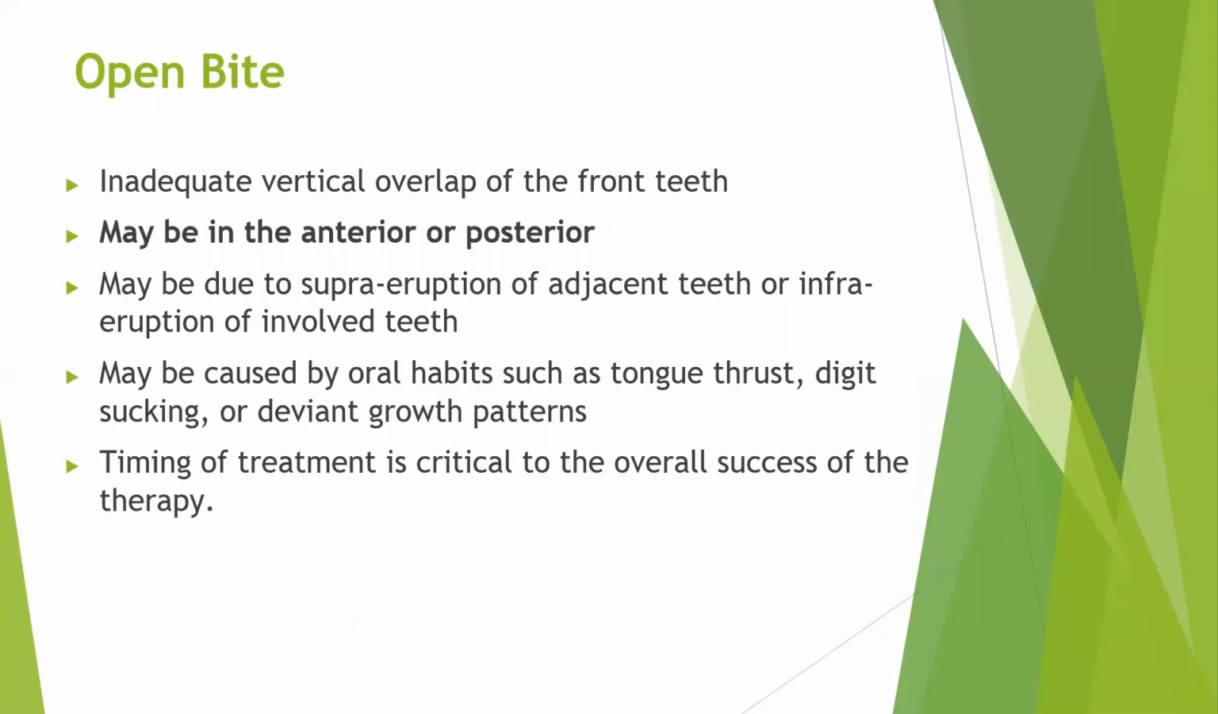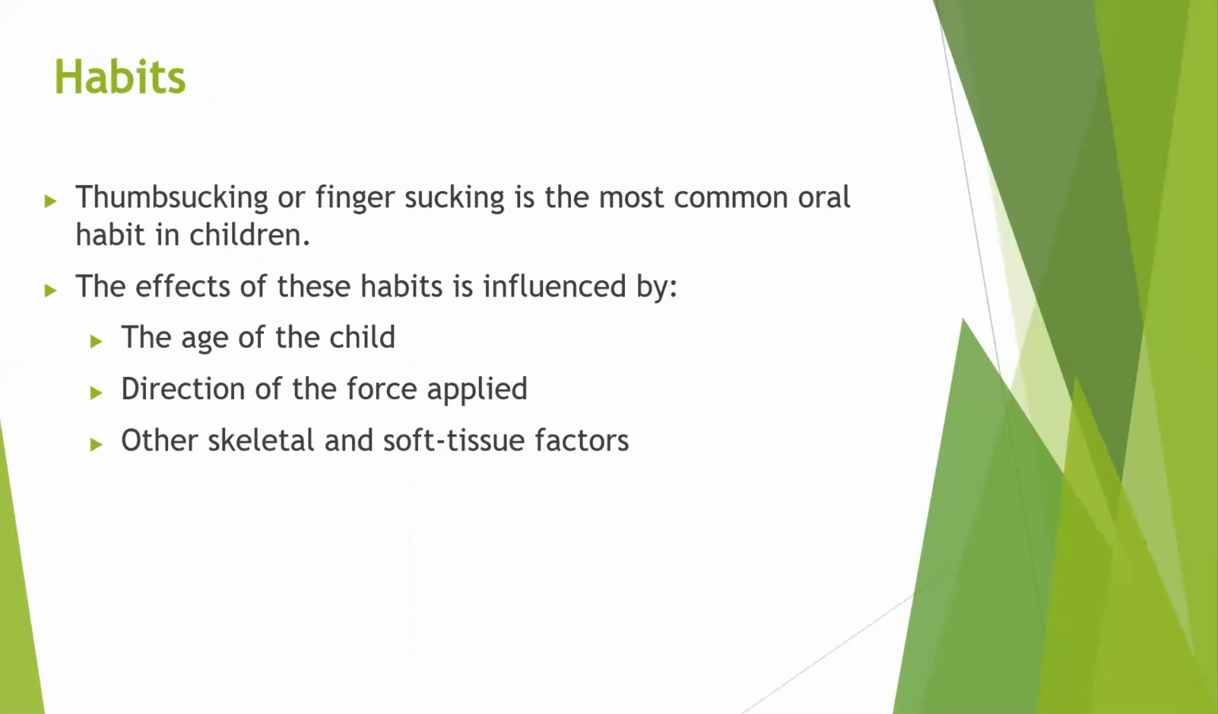An open bite is an inadequate vertical overlap of the front teeth. It may be in the anterior or posterior, but most commonly in the anterior. Open bites are due to super-eruption of adjacent teeth or infra-eruption of involved teeth. It may be caused by oral habits such as a tongue thrust, digit sucking, or deviant growth patterns, and it could be genetic. Timing of treatment is critical to the overall success of this type of therapy.